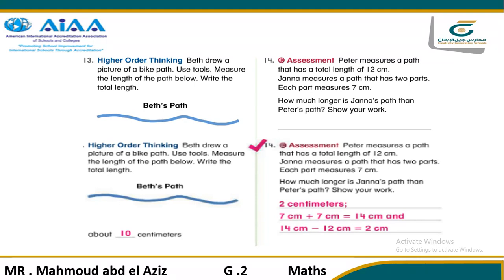Question number 14, Peter measures a path that has a total length of 12 centimeters. Jana measured a path that has two parts. Each part measures 7 centimeters. Let's look like the first question we said before. How much longer is Jana's path than Peter's path? And he wants from me to show my work. So here, the second path equals 7 plus 7, which equals 14 centimeters. And we will subtract them from each other. So it's 14 minus 12, which equals 2 centimeters.